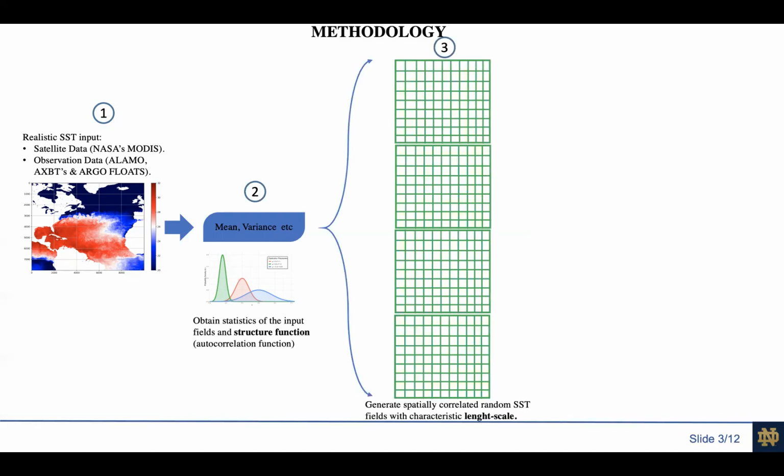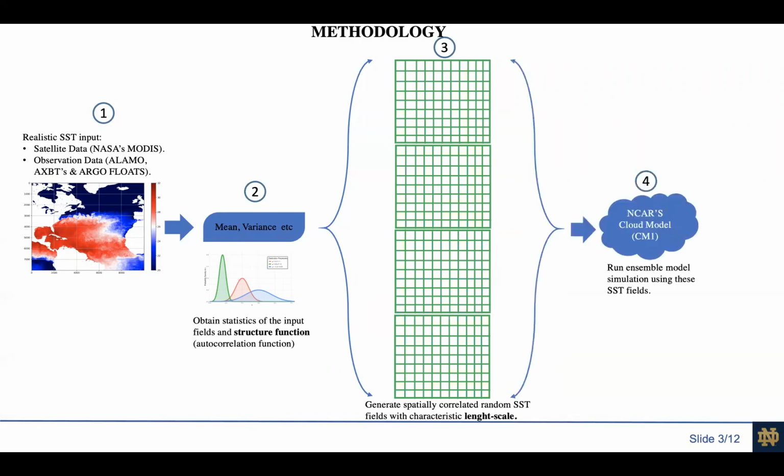Using the first and second order moments in addition to the structure function, we'll be generating random fields with specified length scales of spatial coherence, which will serve as boundary conditions for our uncoupled model run to investigate the response of different sizes of storms to the presence of these different structure sizes.